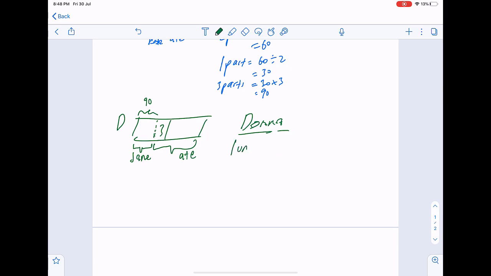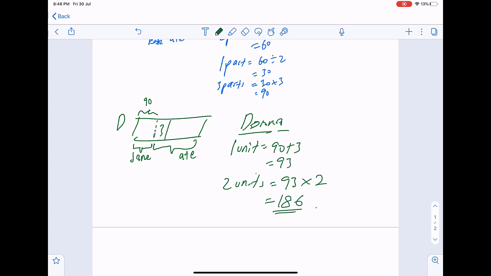1 unit. 90 plus 3, this is 93. And the question wants to know how many candies Donna have at first. So that would be these 2 boxes. So 2 units. 186.